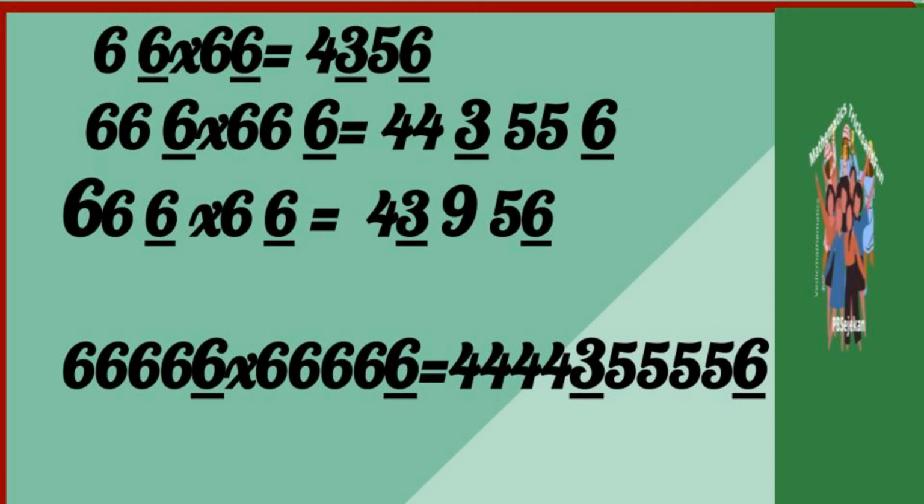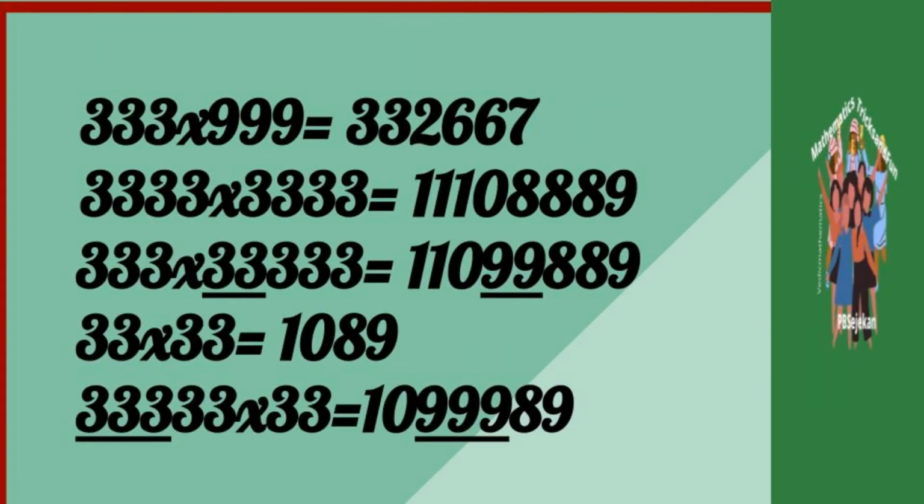Here is an example. The square of 66,666. Answer is 4444, 4 4s, 3, 4 5s, 6. 333 is multiplied by 999. The answer is 332667. The same code we will apply in the squaring of 3s.